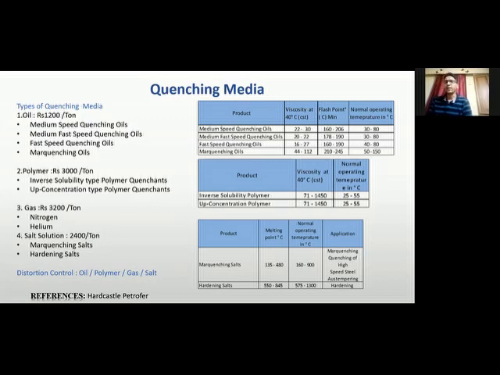Maybe that will affect your ECD, surface hardness, core hardness, as well as the microstructure, and also that will increase your cost of poor quality, maybe rework, rejection. So we have to select your quenching oil precisely while doing any process.